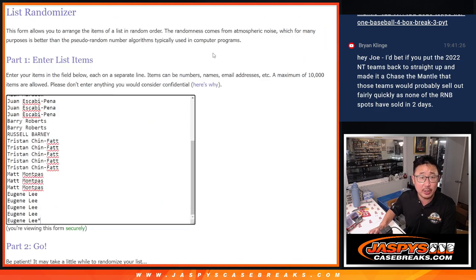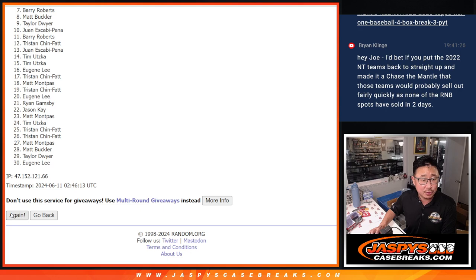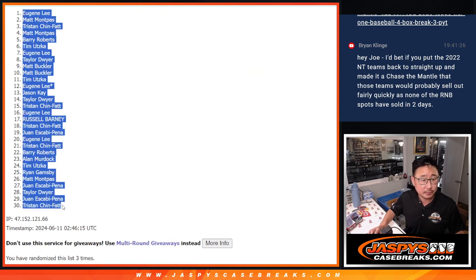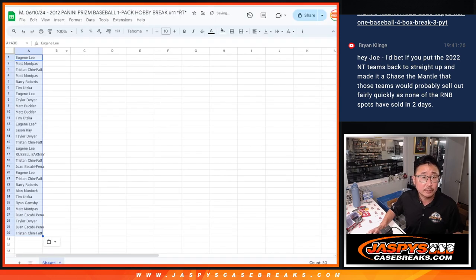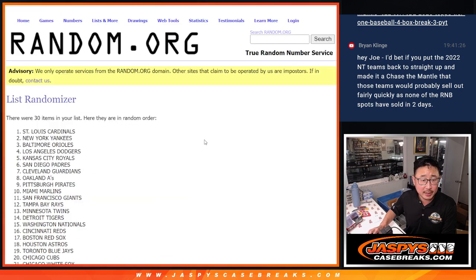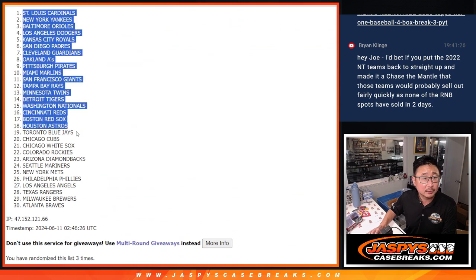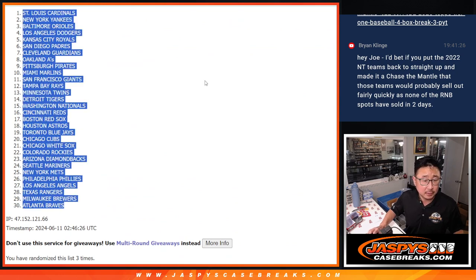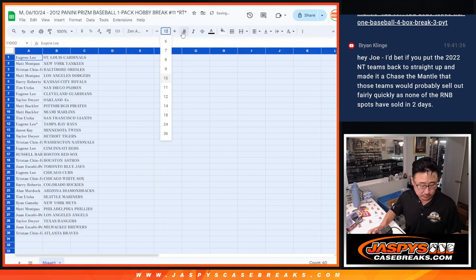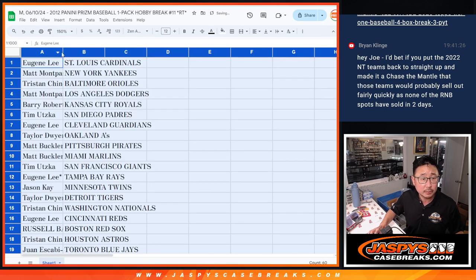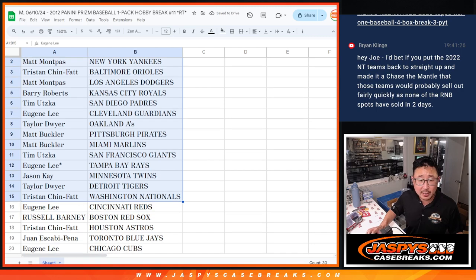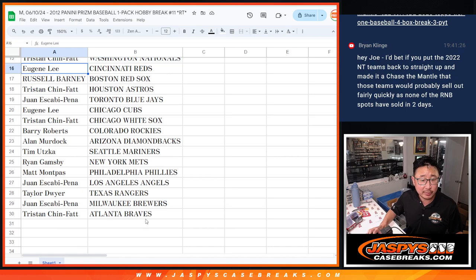Randomize names and teams, one and a two, three times each. One, two, and three. And then three times for the teams, two, three. Cardinals down to Braves, no trade window. There's the first half of the list right there, and the second half right over here.